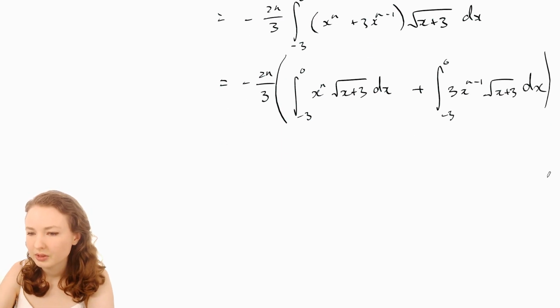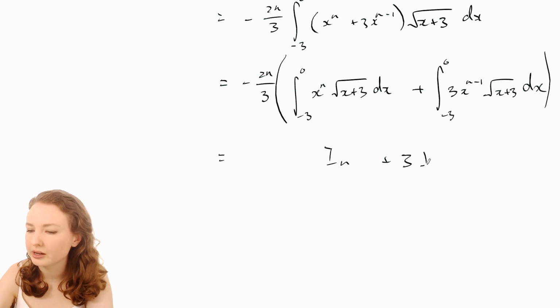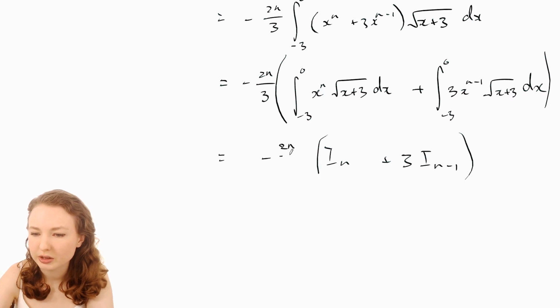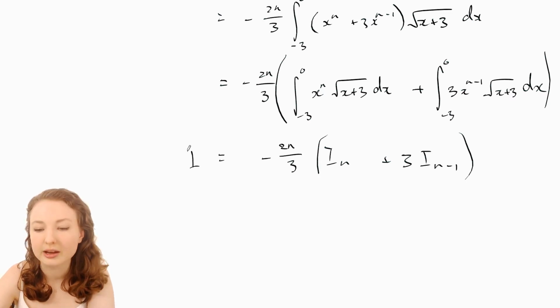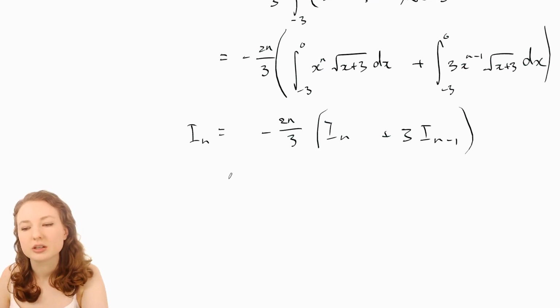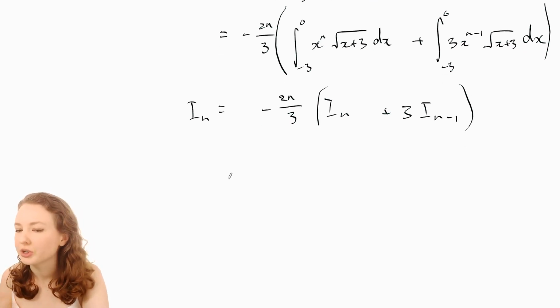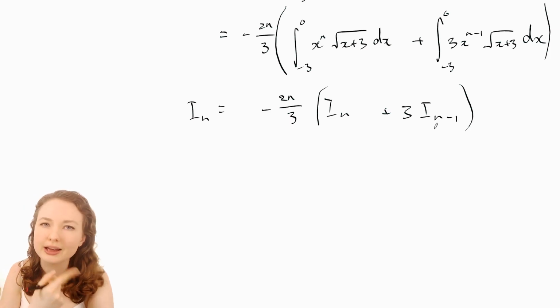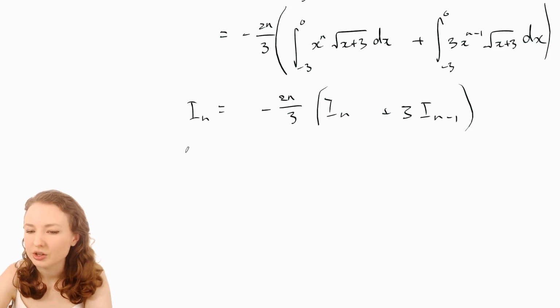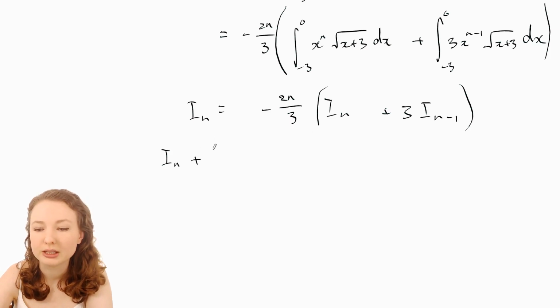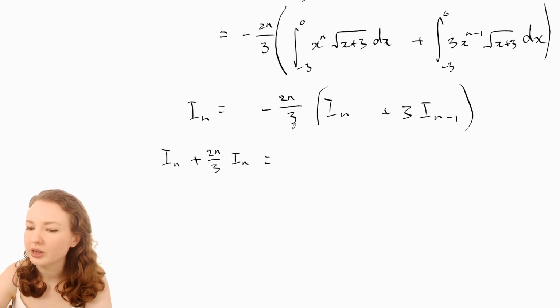All right, now that's very useful because this is just I_n, and this is just 3 I_(n-1). So we've got that times the negative 2n on 3. On the left here was I_n. And then we just need to solve that for I_n. So what you want to do there is expand that and then bring all the I's over one side. So you've got I_n and then shift all of that over, so plus 2n on 3 I_n. And then that equals that times that.